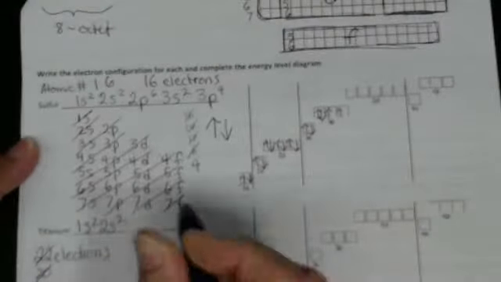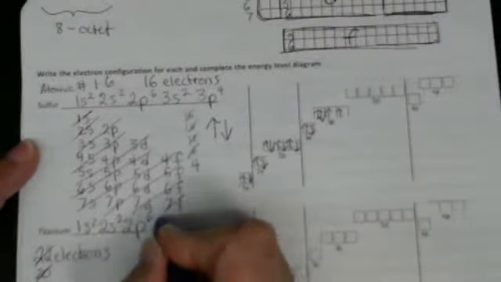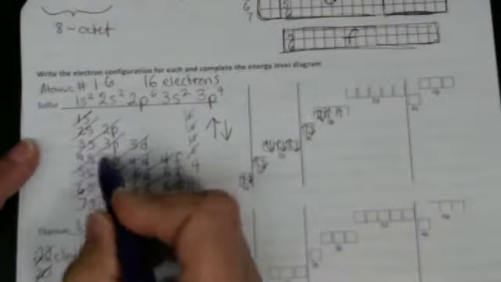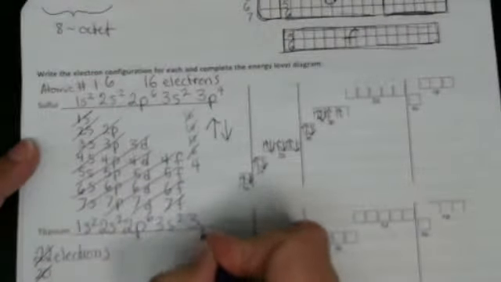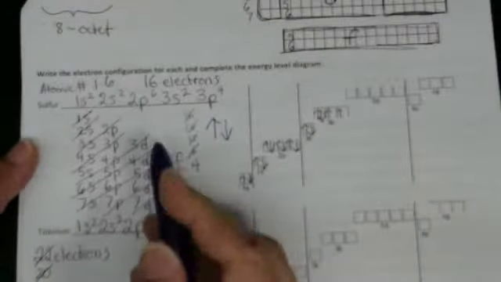Okay, so in 1s we put in 2, that leaves me with 20. In 2s we put in 2, that leaves me with 18. Now I go to 2p. 2p I can put in 6, so that leaves me with 12. 3s, 2, now I'm down to 10. So now after 3s, I'm coming up to 3p. 3p, I can fit in 6. So now I'm down to 4.